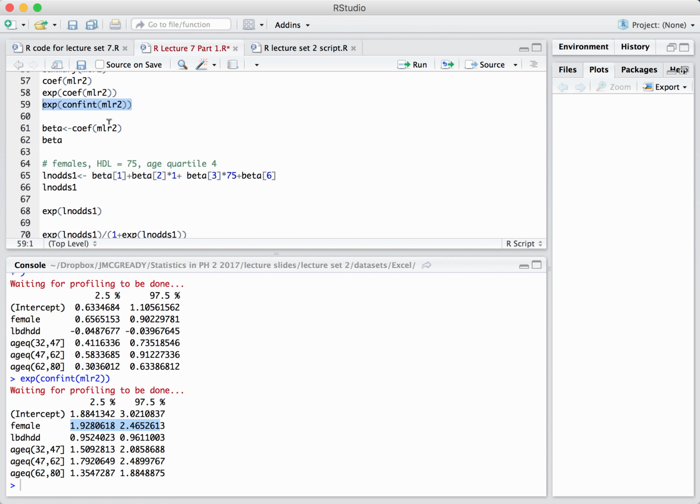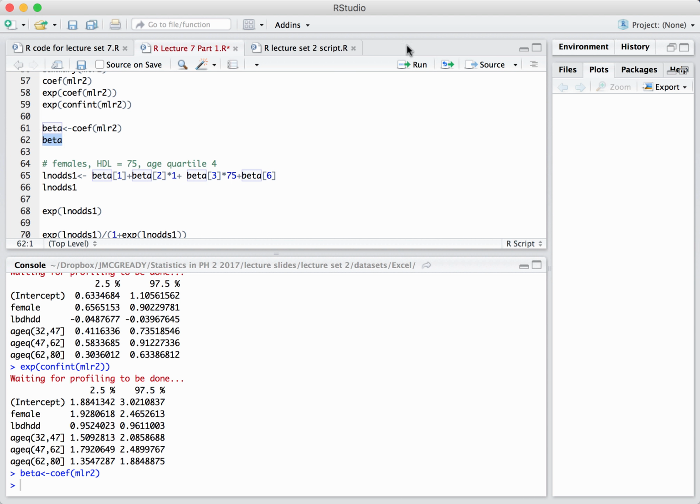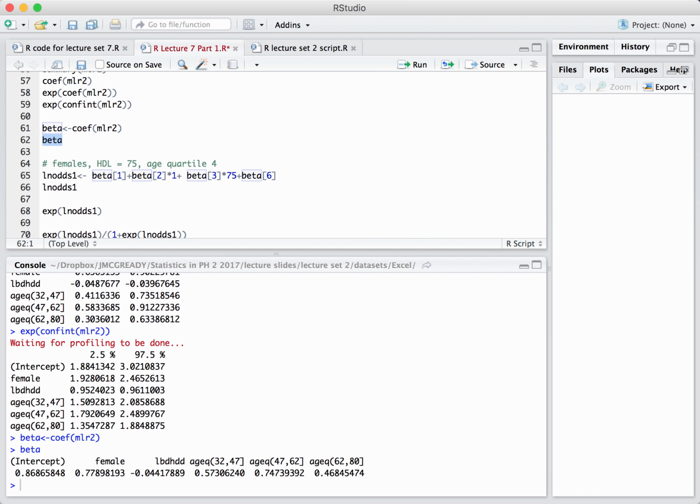I'm going to store the results, the coefficients, that numeric vector of coefficients, to an object called beta. So I'll call this beta, and I'm going to apply the coef function to MLR2. And if I do this, and then let me just type beta and show you what it is. It's simply that coefficient vector we looked at before.